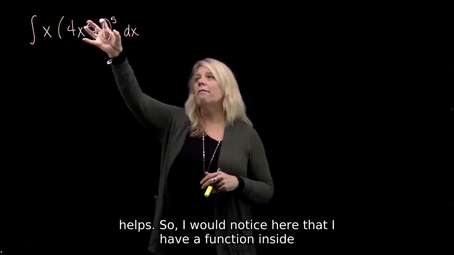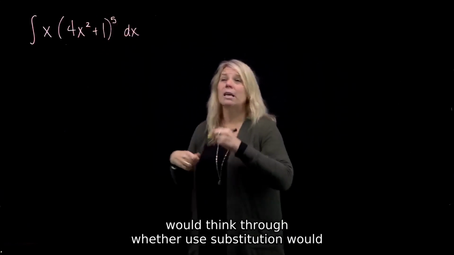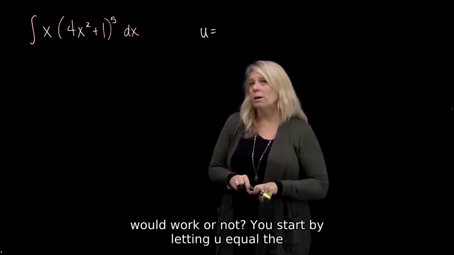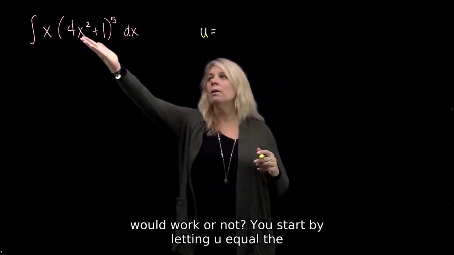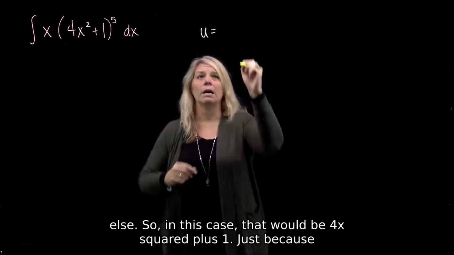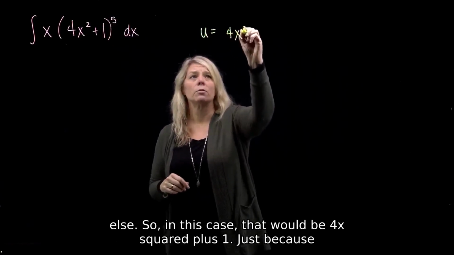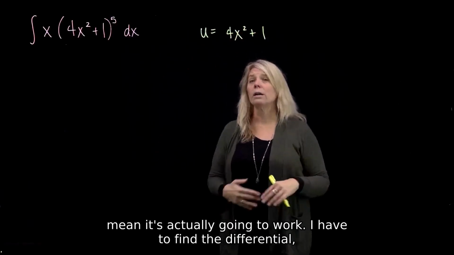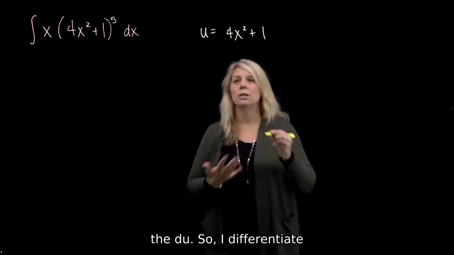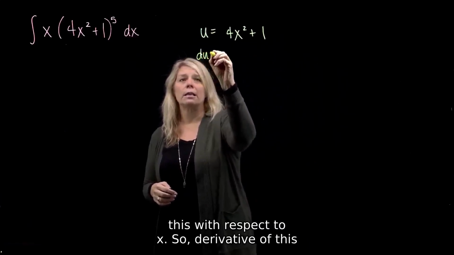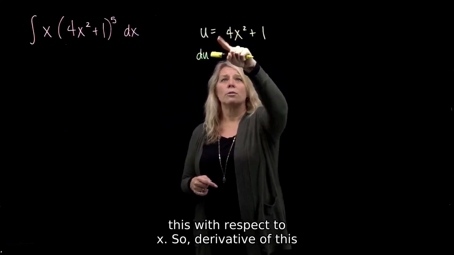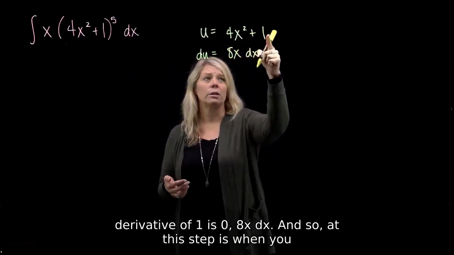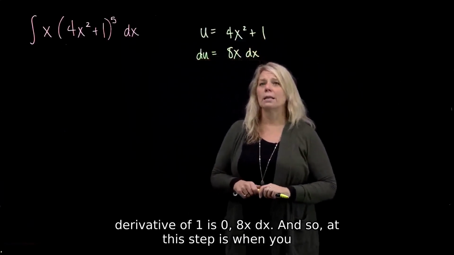So I would notice here that I have a function inside another function, and I would think through whether U-substitution would work. So how do you know whether it would work or not? You start by letting u equal the function that's inside something else. So in this case, that would be 4x squared plus 1. Just because I write that down doesn't mean it's actually going to work. I have to find the differential, the du. So I differentiate this with respect to x. So the derivative of this will be 8x, and then I have the dx. The derivative of 1 is 0, so du equals 8x dx.